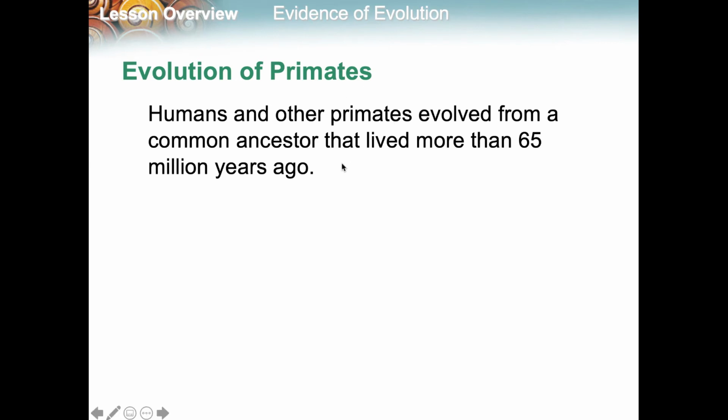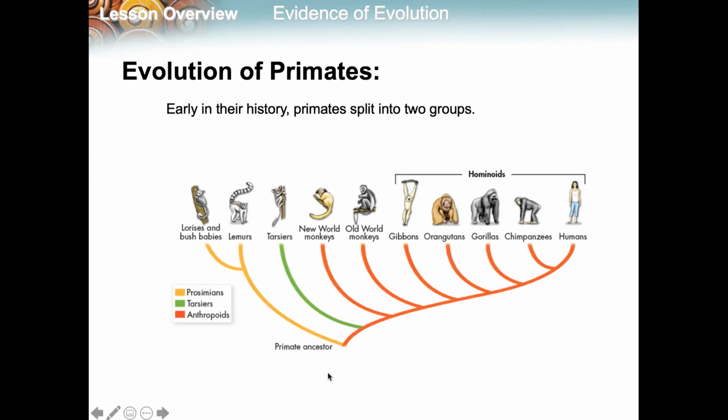So humans and other primates evolved from a common ancestor that lived more than 65 million years ago. This does not mean that we came from primates. We came basically from a primate ancestor, and that primate ancestor is basically like our great great great great great great great great great great grandfather. All these different primates have evolved from there or branched off from there. And that's what you can kind of see here. So picture this primate ancestor as a tree trunk, and that's where it all came from. And then all these different primates branched off from it.